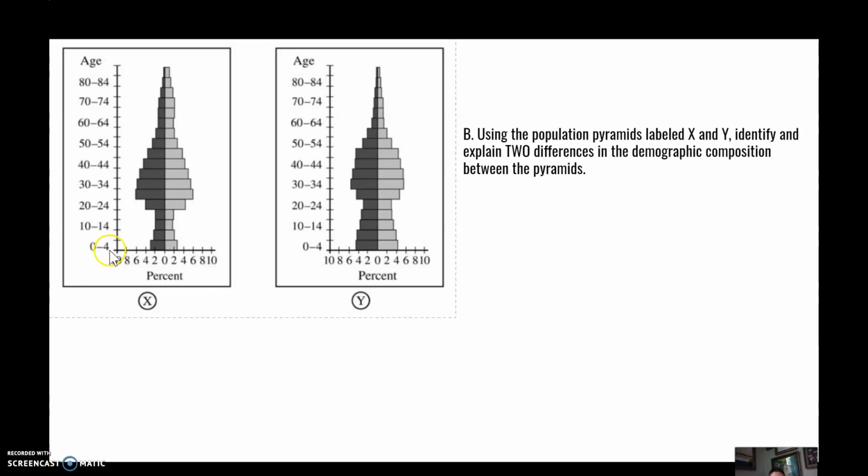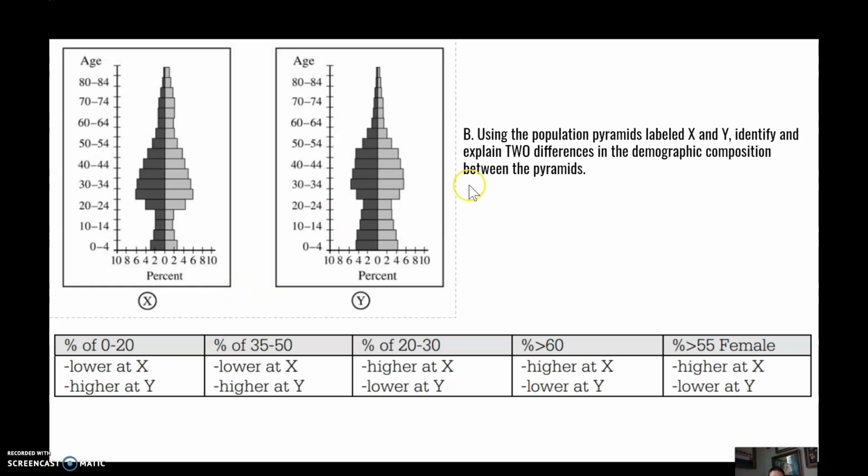So people who are 0 to 4 years old, people who are 10 to 14 years old, people who are 20 to 24-year-olds, all the way up to our elderly population of 80 to 84-year-olds. And then if you will recall, one side is for male, one side is for female, and these numbers down here are what percentage of the population are we even looking at in these certain age brackets, okay? So using the population pyramids labeled X and Y, identify and explain two differences in the demographic composition between each pyramid. So who's living in community X versus who's living in community Y?